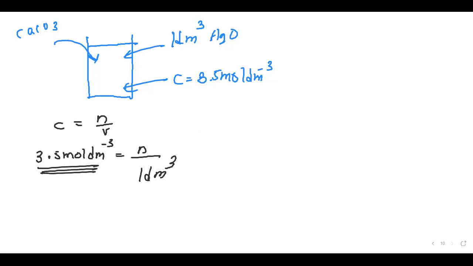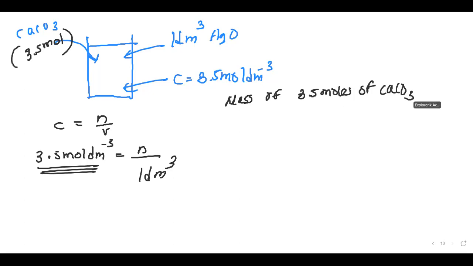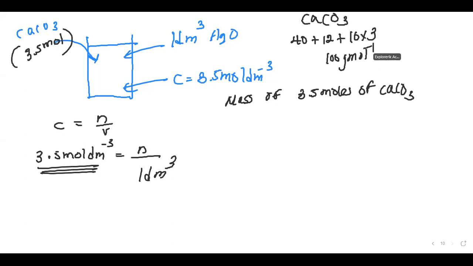So simply, how many moles do you need? 3.5 moles of calcium carbonate. So just calculate the mass of 3.5 moles of calcium carbonate. For that you need the molar mass of calcium carbonate, CaCO3. Calcium's relative atomic mass is 40, carbon's is 12, and oxygen's is 16 times 3. Altogether 100 g mol^-1 is the molar mass of calcium carbonate.